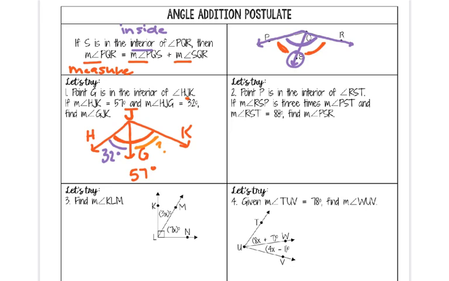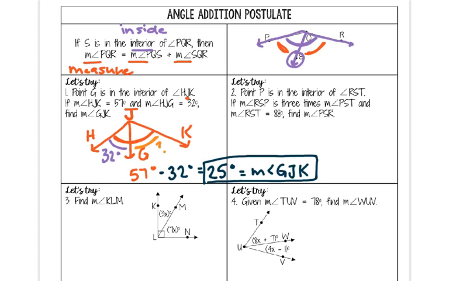Well, if we know that the entire thing is 57 degrees, and we know that part of it is 32 degrees, what does that mean the other part is? That would mean the other part is 57 degrees minus 32 degrees. 57 minus 32 would be 25. So GJK is equal to 25 degrees.